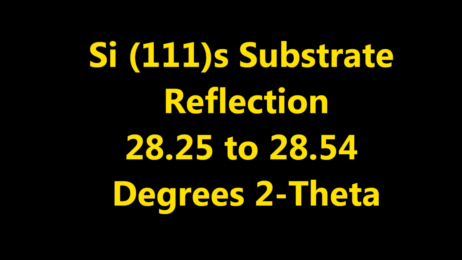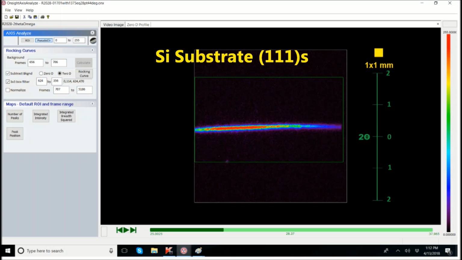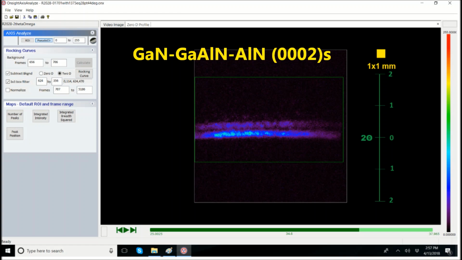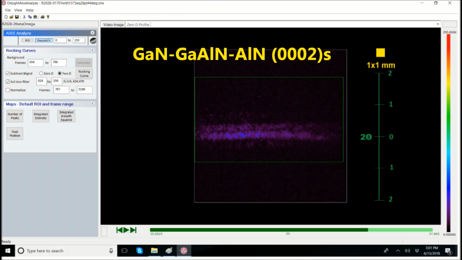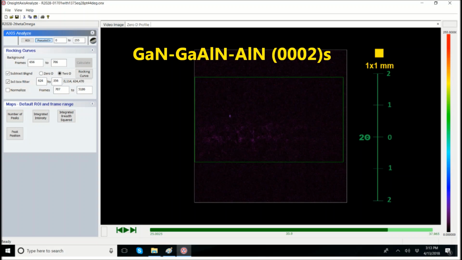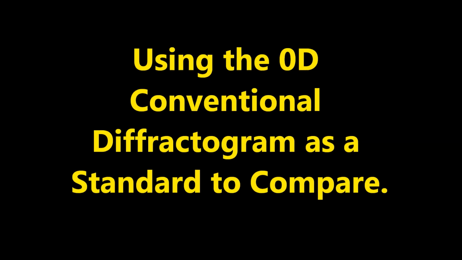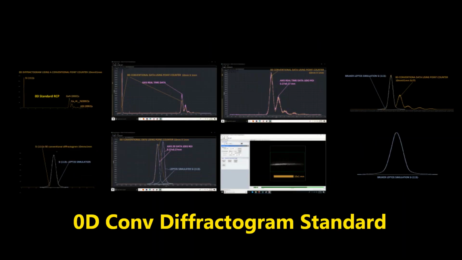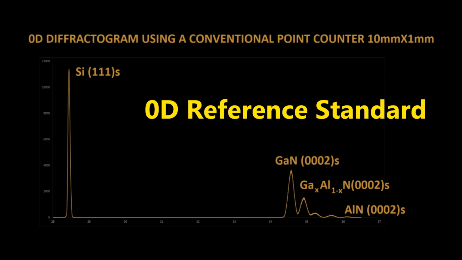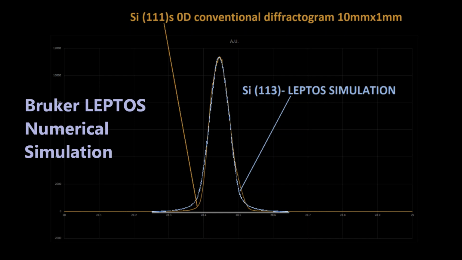The silicon substrate 111 symmetric reflection shows high intensity and low rocking curve half-width, while the epitaxial film 0002 symmetric reflection shows lower intensity and higher half-width, and each layer signal is observable in pseudo-color. For subsequent analyses and comparison with our 0D standard reference pattern, we have chosen a 10 by 3 pixel region of interest, which is equivalent to 0.27 by 27 millimeters on the sample surface.